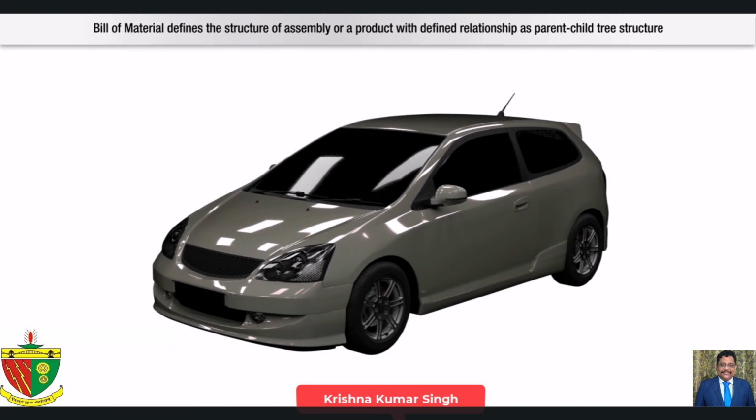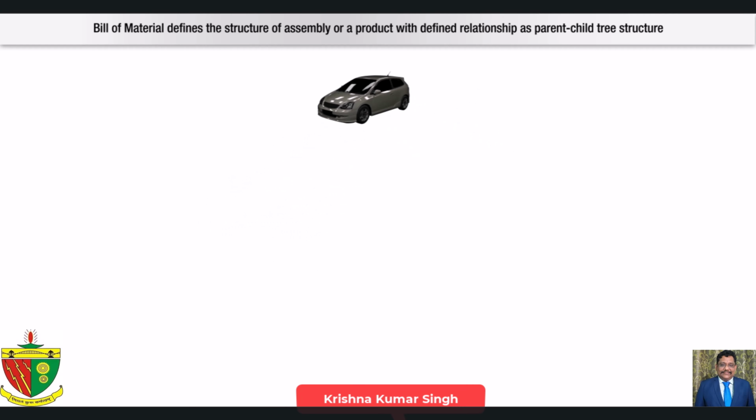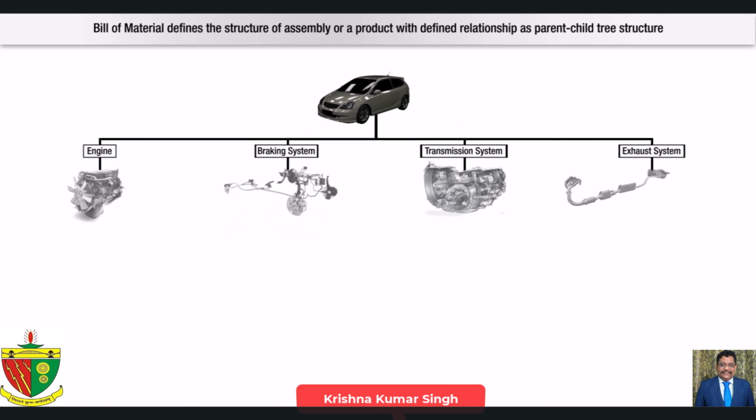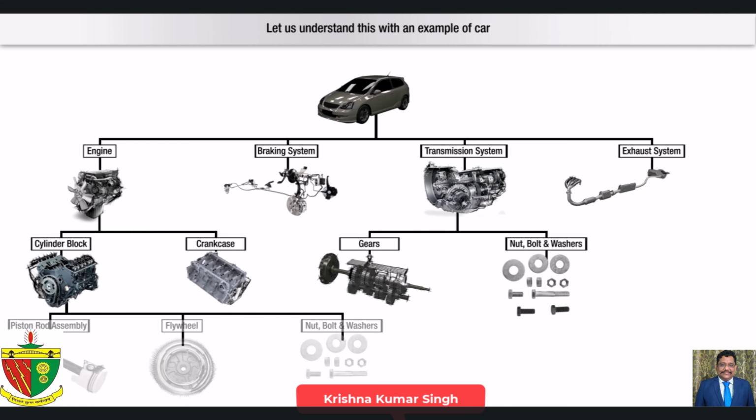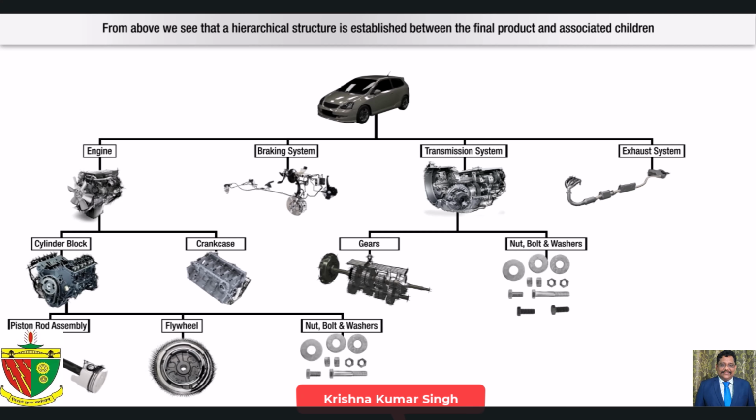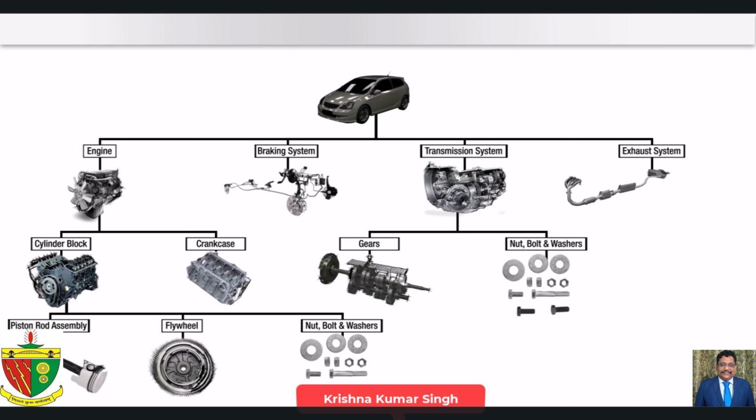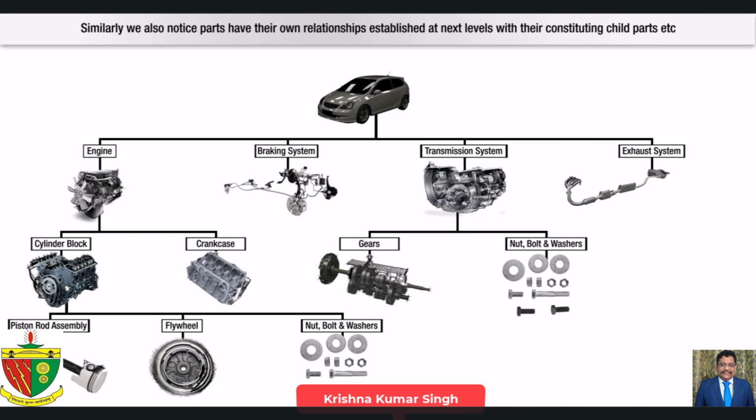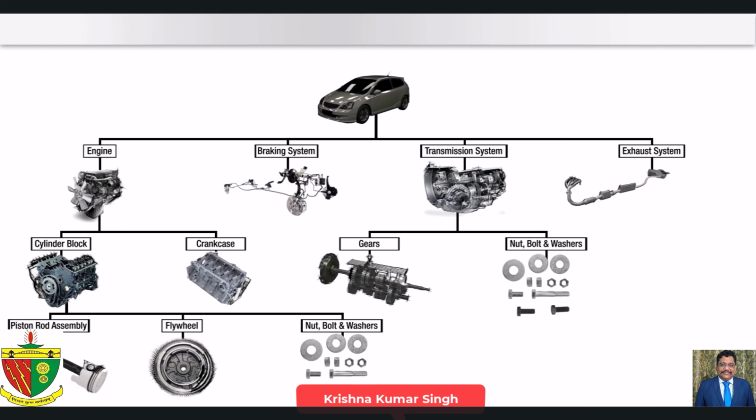Bill of material defines the structure of an assembly or a product with defined relationship as parent-child tree structure. Let us understand this with an example of a car. From above, we see that a hierarchical structure is established between the final product and associated children. Similarly, we also notice parts have their own relationships established at next levels with their constituting child parts, etc.